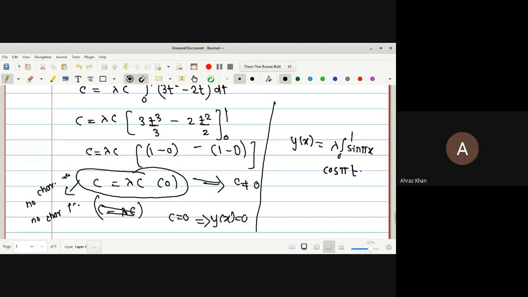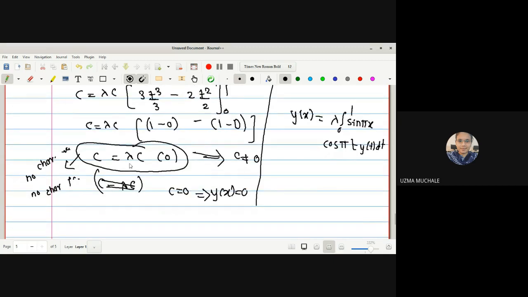And what is the case if C is not equal to 0, then lambda equal to 1? C is non-zero, lambda is 1. No doubt we are having different cases, but what we have to show actually, if you look at this equation carefully, C is equal to lambda C into 0. What is the resultant of this equation, lambda into C into 0, which means that C equal to 0. That will be y of x equal to 0.